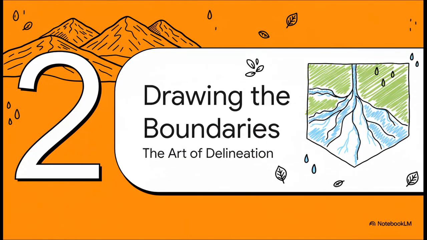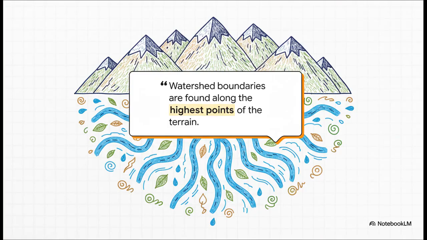Okay, so we're starting to get the network inside the watershed. But what about the edge? How do we actually draw that line around it? The rim of our upside-down umbrella. Well, that process is called delineation, and it's all about finding the boundaries. The most crucial point to remember here is that topography is everything.